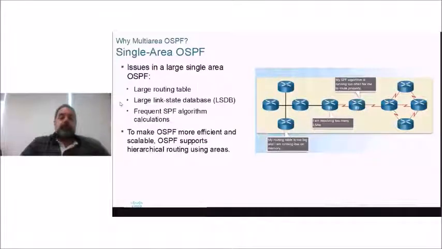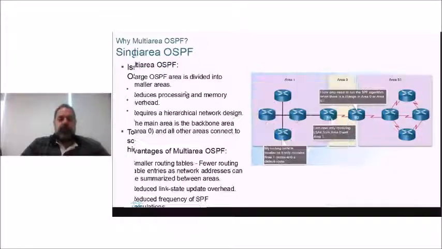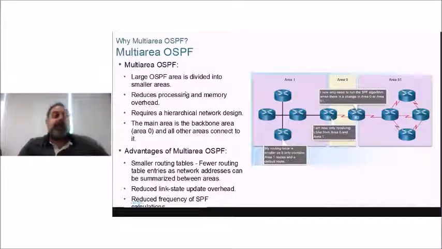But anyway, instead of having one large area for OSPF, you can divide it into smaller areas. Reduces the processing and memory overhead. And so, of course, you need to have a hierarchical network design. So again, getting back to Chapter 1, you can have a lot more benefits if you also have a hierarchical addressing scheme as well to go along with it. You can actually have summary IP routes that will decrease the size of the routing tables as well.